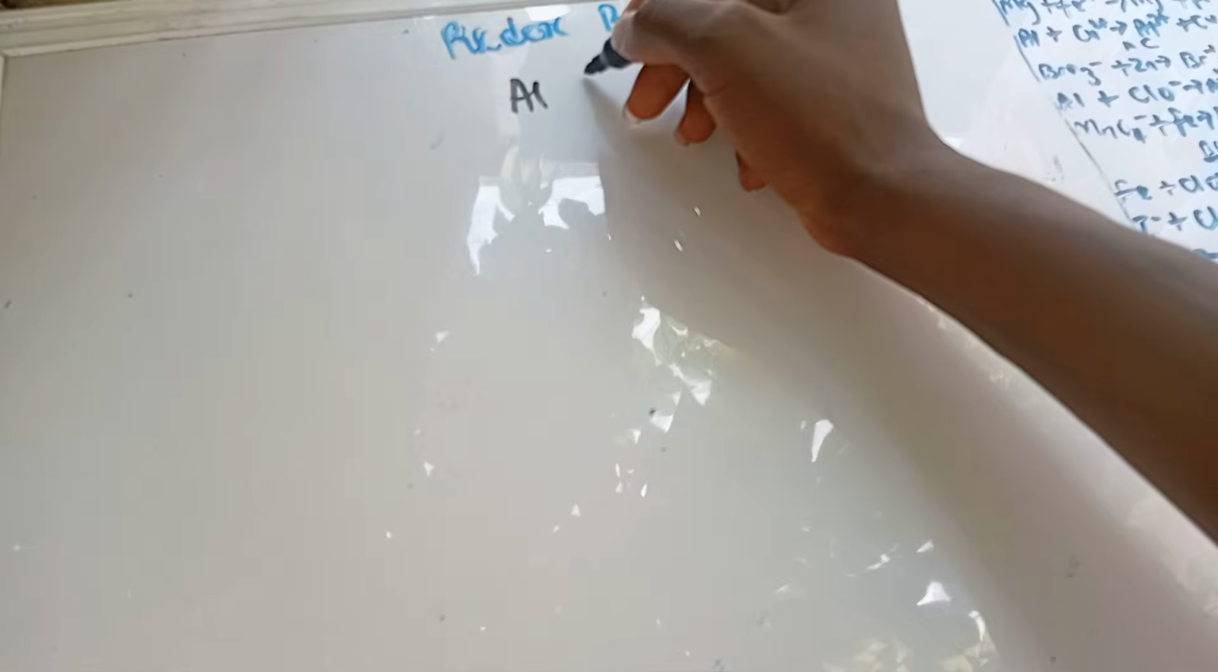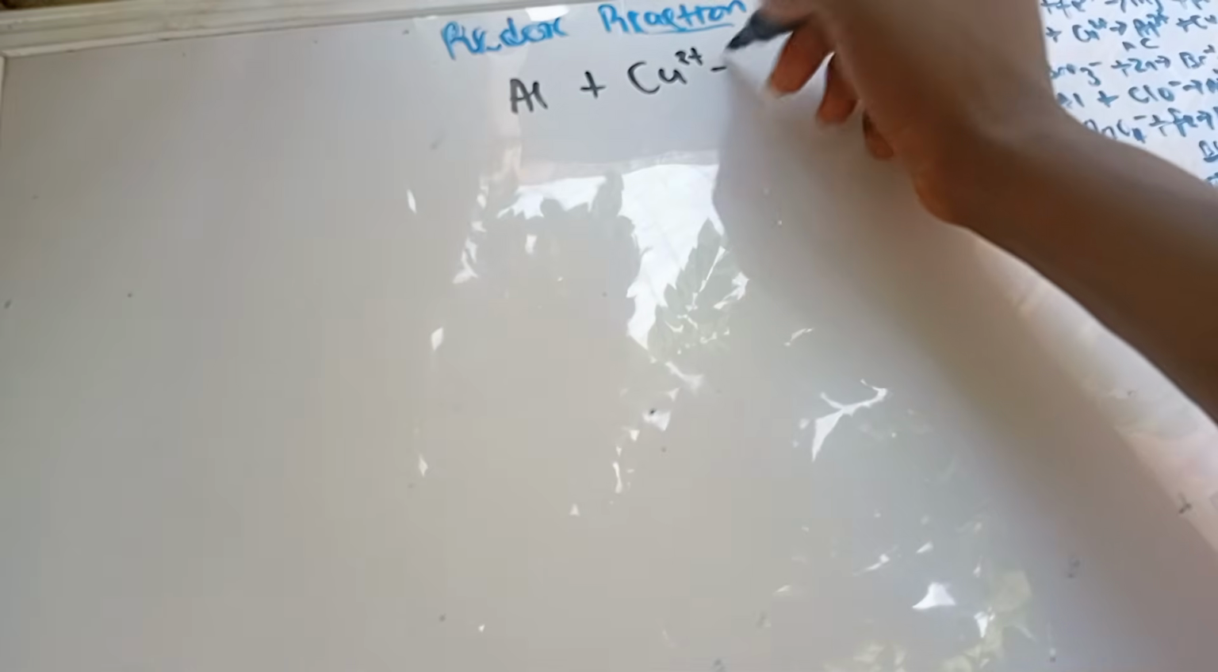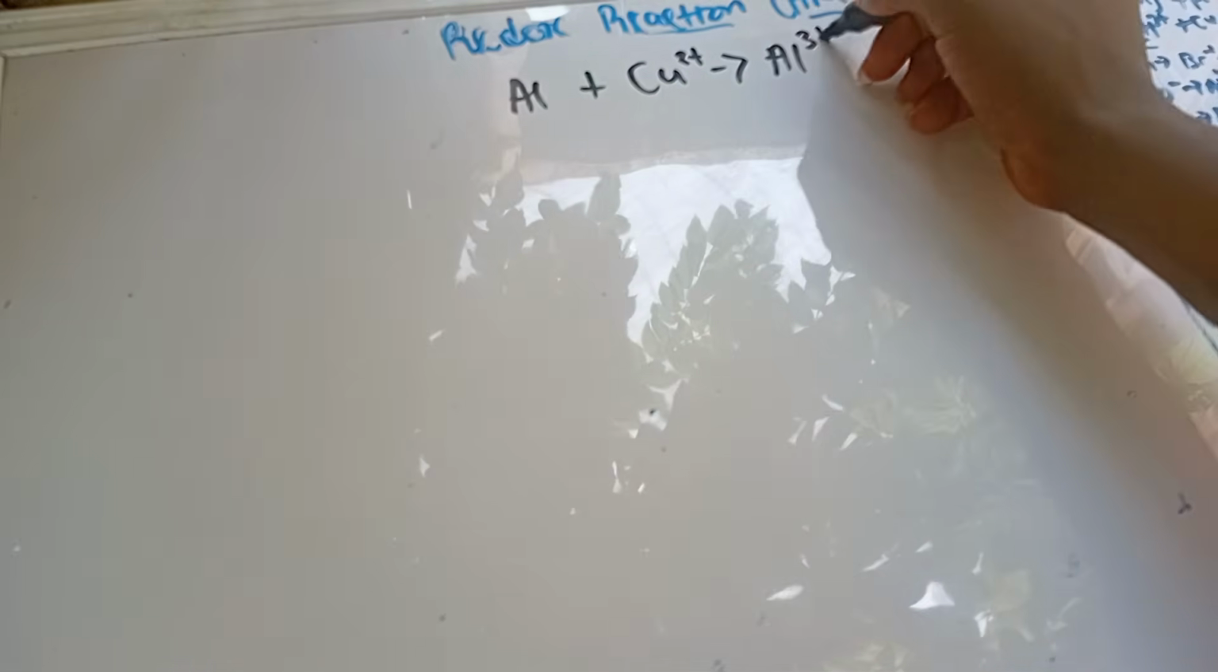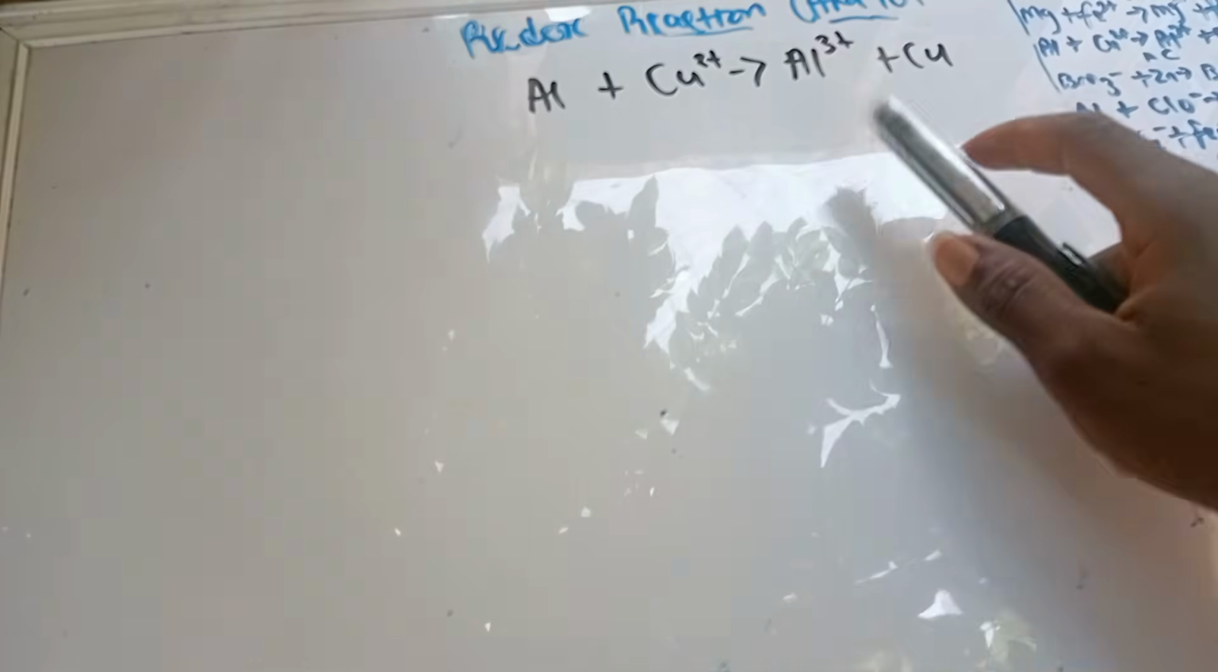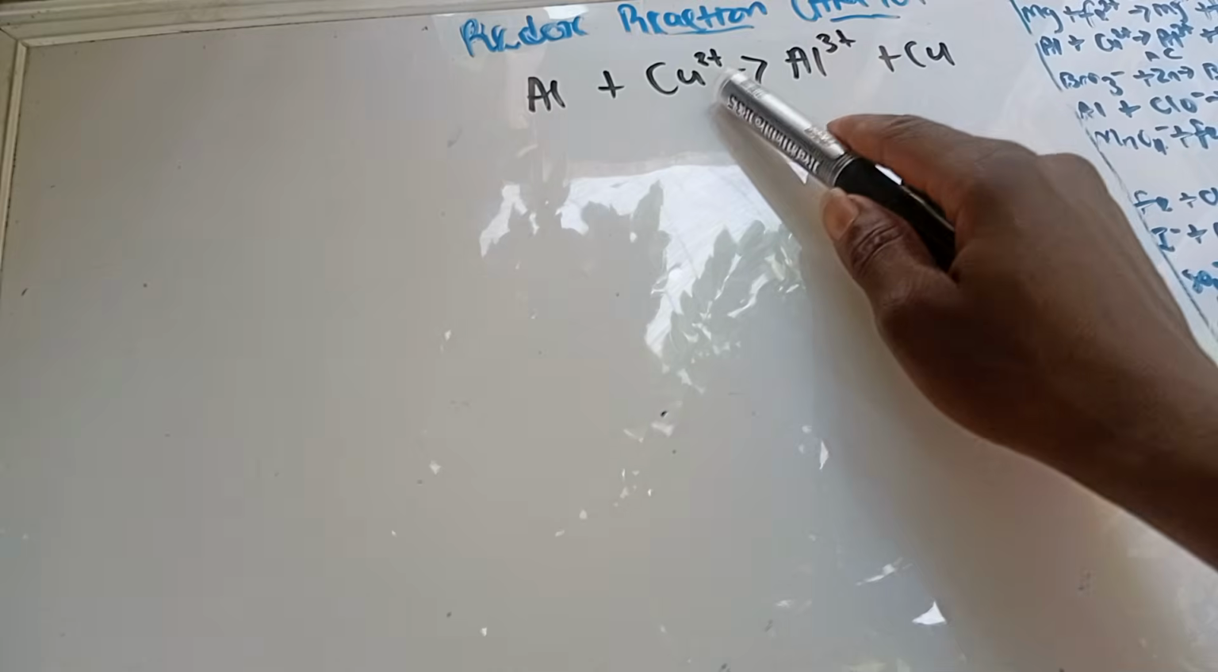So now the next one we have Al plus Cu2+ to give us Al3+ plus Cu, aluminium and copper. We can see that the charge on aluminium here is 0. Here the charge is 3 plus, so that is oxidation. Here is 2 plus, here is 0, that's reduction. So that means aluminium undergoes oxidation. And what's oxidation? That's loss of electron.